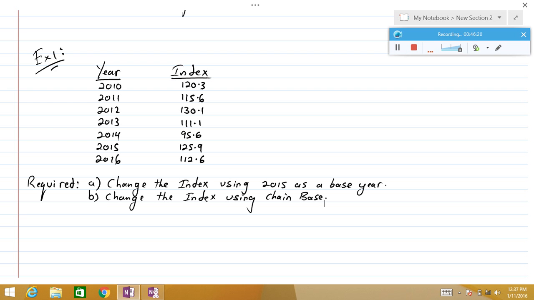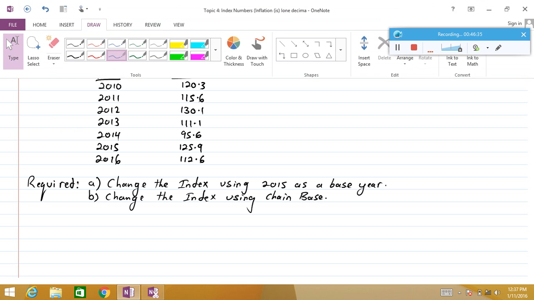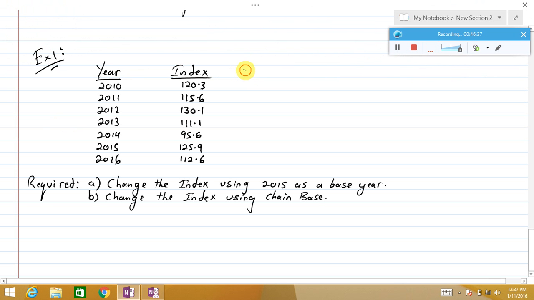Now, let's start with the A first. Look at that. Change the index using 2015 as a what? Base year. If they gave you a year in the required, that will become your what? What formula is this? Fixed base. You have to use 2015 as the base year for all the years. Very simple.